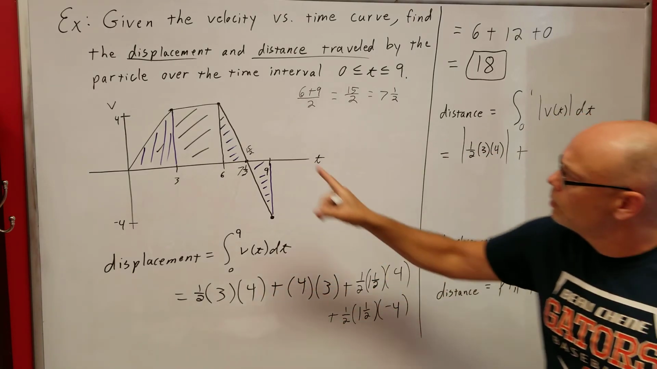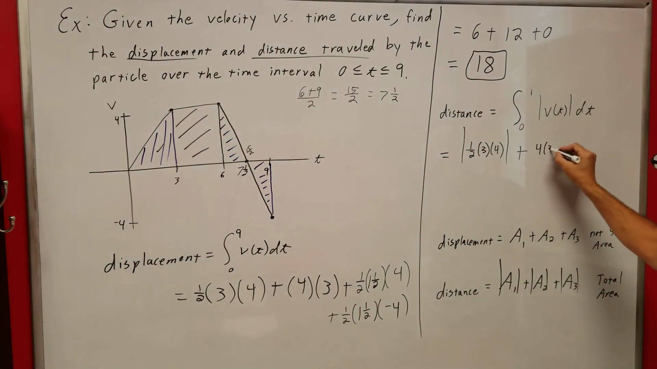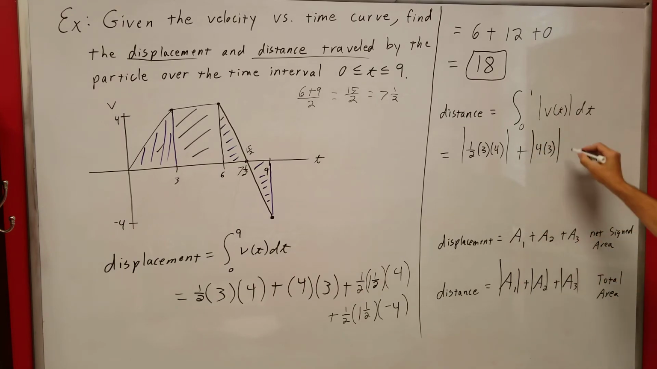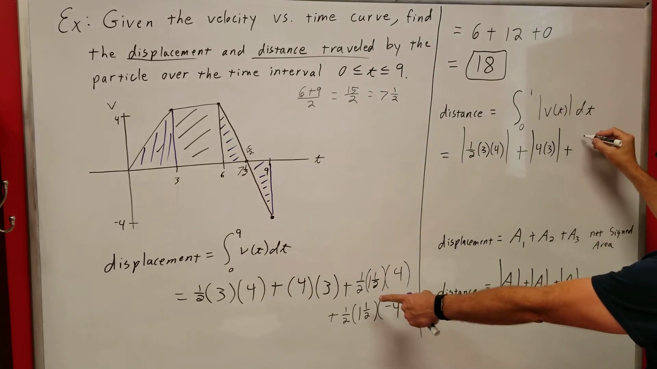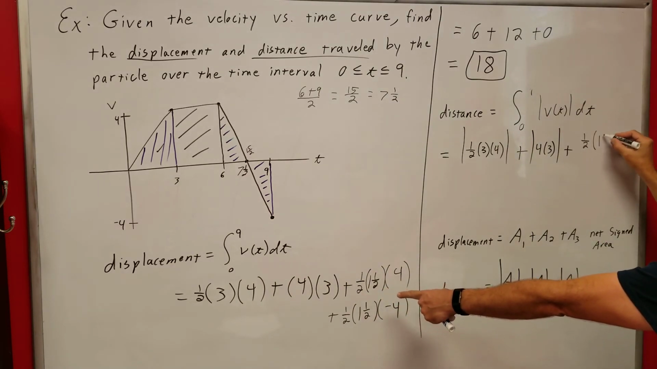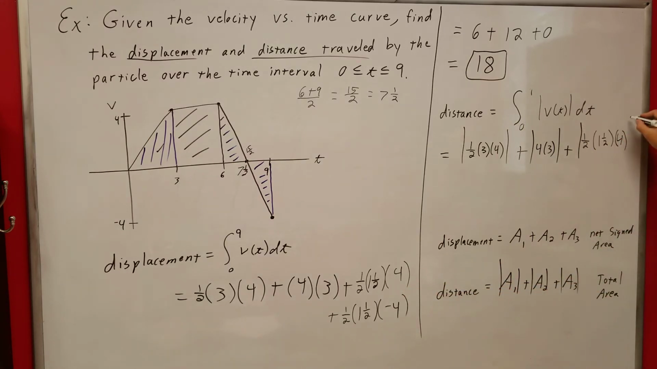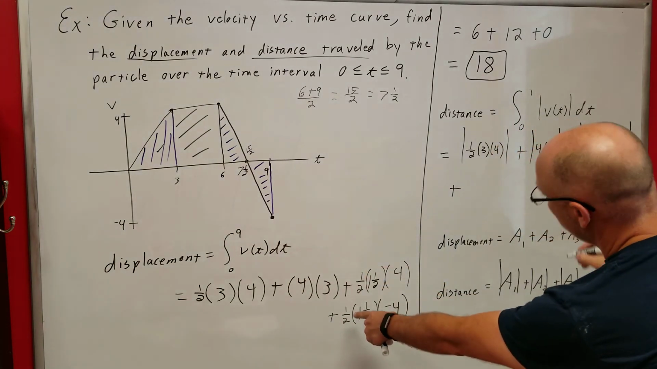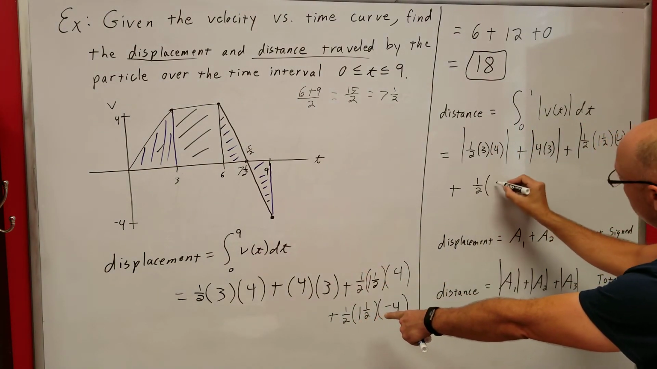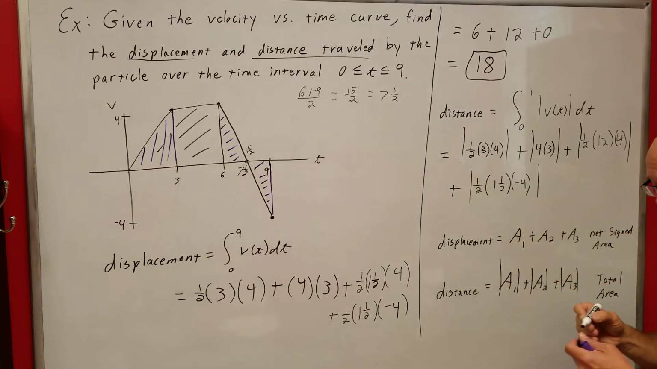Plus, what did the area of this rectangle look like? It looked like 4 times 3, right? Take the absolute value of it. Plus, what did the area of this triangle look like? It looked like 1/2 times 1.5 times 4, right? Take the absolute value of it. Plus the absolute value of this area right here. Well, what was this area? This area was what? 1/2 times 1.5 times -4, and take the absolute value of it.